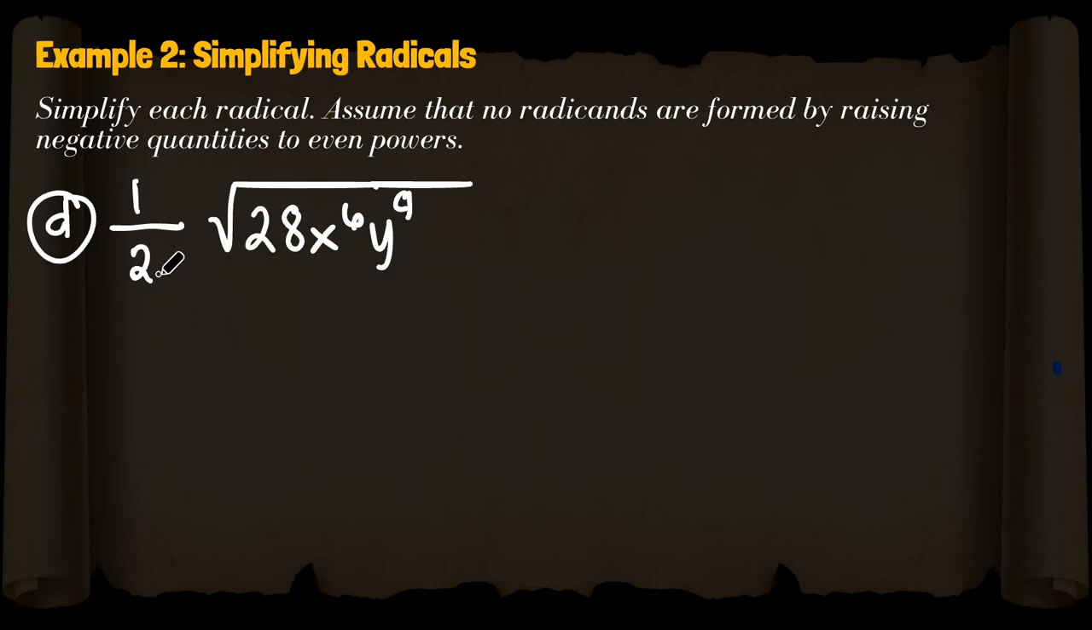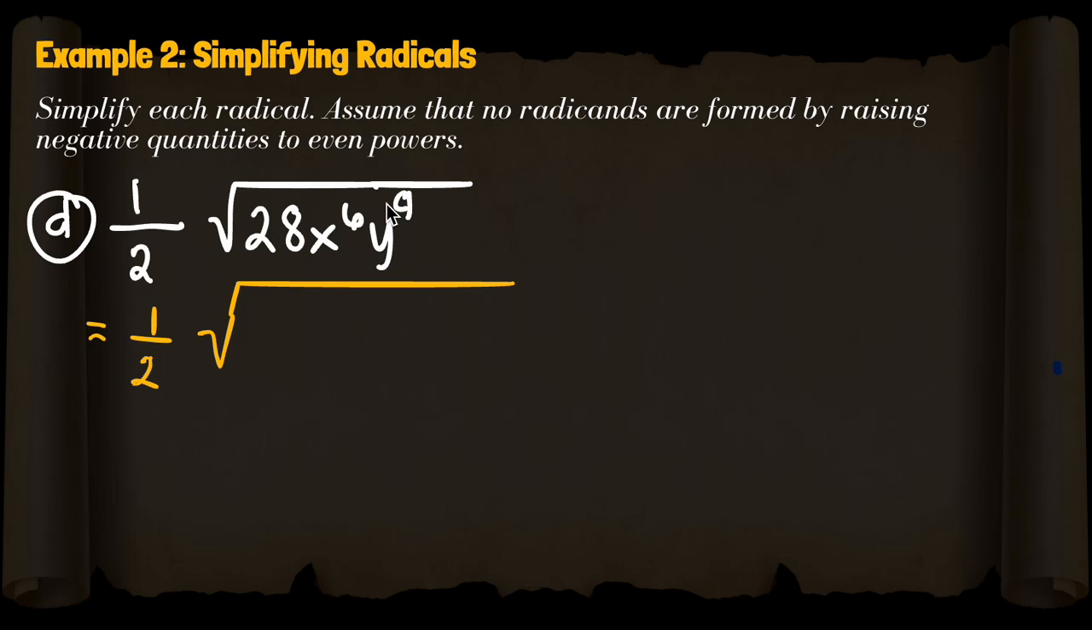So in this example, we have 1 over 2 square root of 28 x raised to 6 y raised to 9. Okay, in this case, ang gagawin natin dito, yung 1 half dito, isulat ko lang muna sa baba. Okay? And then, ang asikasuhin natin yung mga bagay na nasa loob ng radical sign, which is 28x raised to 6, y raised to 9.